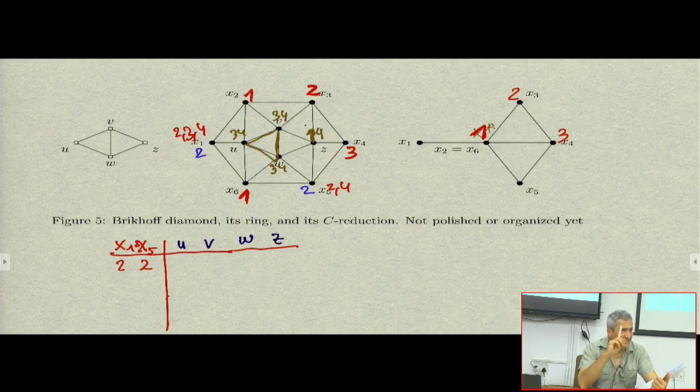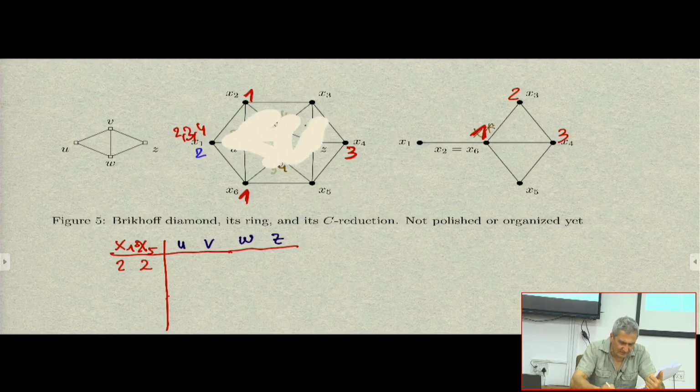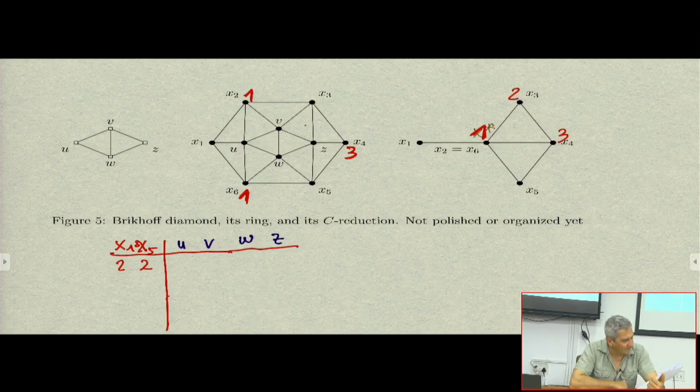This is the hardest case actually. Everything else is easier. x2, he goes like this. We may assume that x2 and x6 are 1 and x4 is 3. He assumed like that, x4 is 3. He assumed this. Okay?